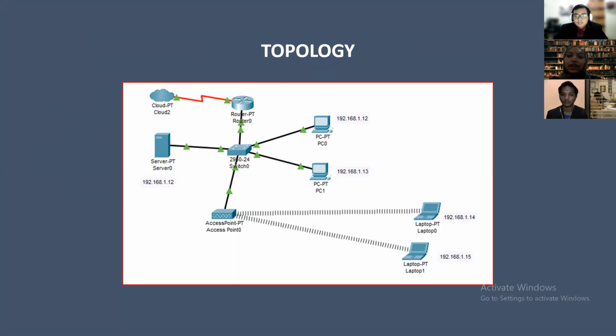And for the wireless client connection, we use an access point. And we have two client laptops, but we can add more if we want. Last, we add a router and cloud for making the connection to the internet. And the next part will be explained by Yudhistira.